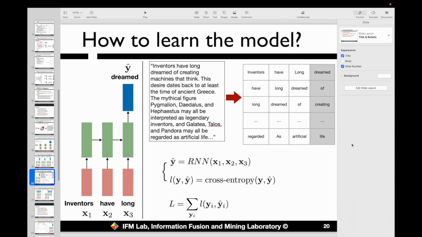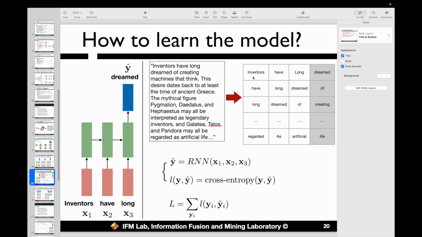You may also wonder, how can we do the training of the model? When we do the training, given a document input like this, we can partition the document into some pairs. Each pair covers both the three input words as well as the prediction target. Now, given one article, like "the inventors have not dreamed of creating machines that can think", we can partition all these words into a set of pairs.